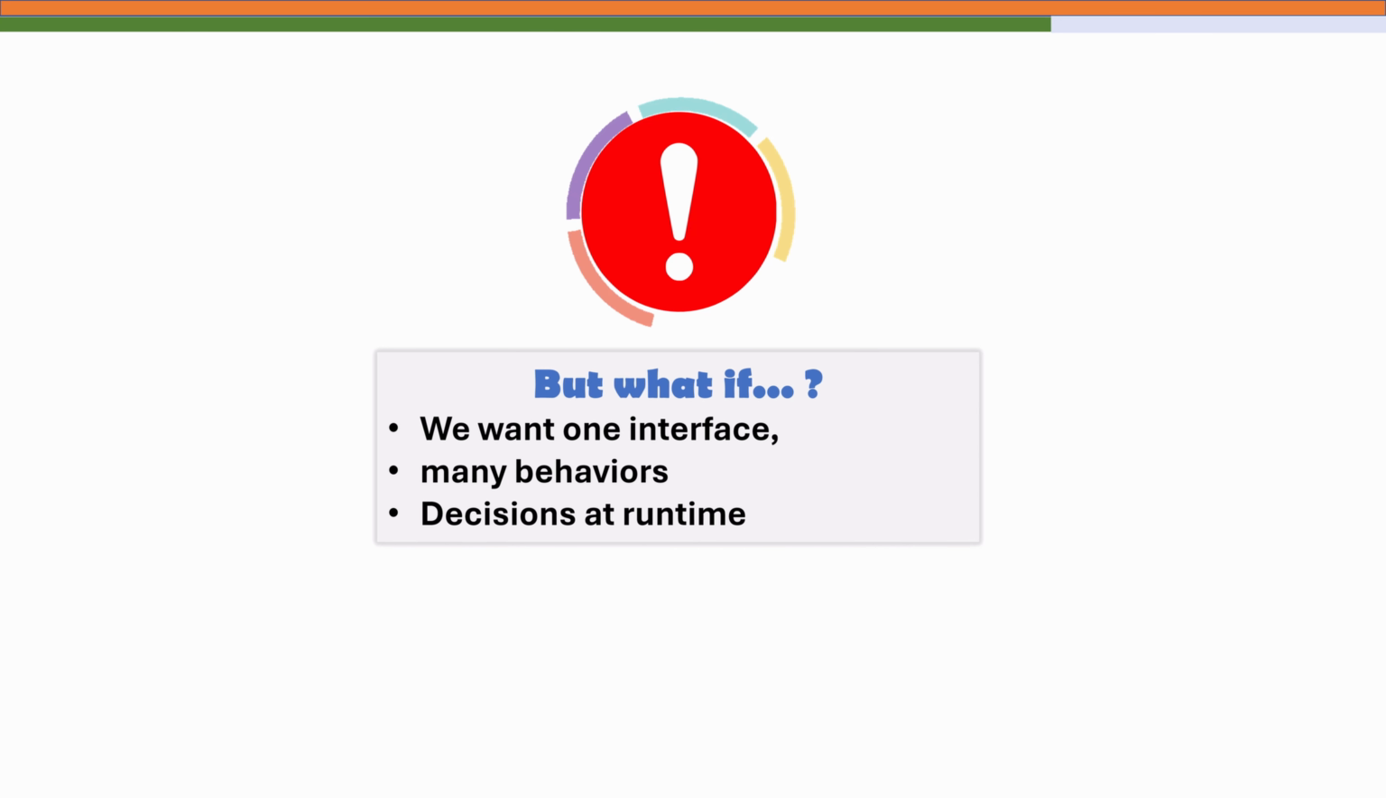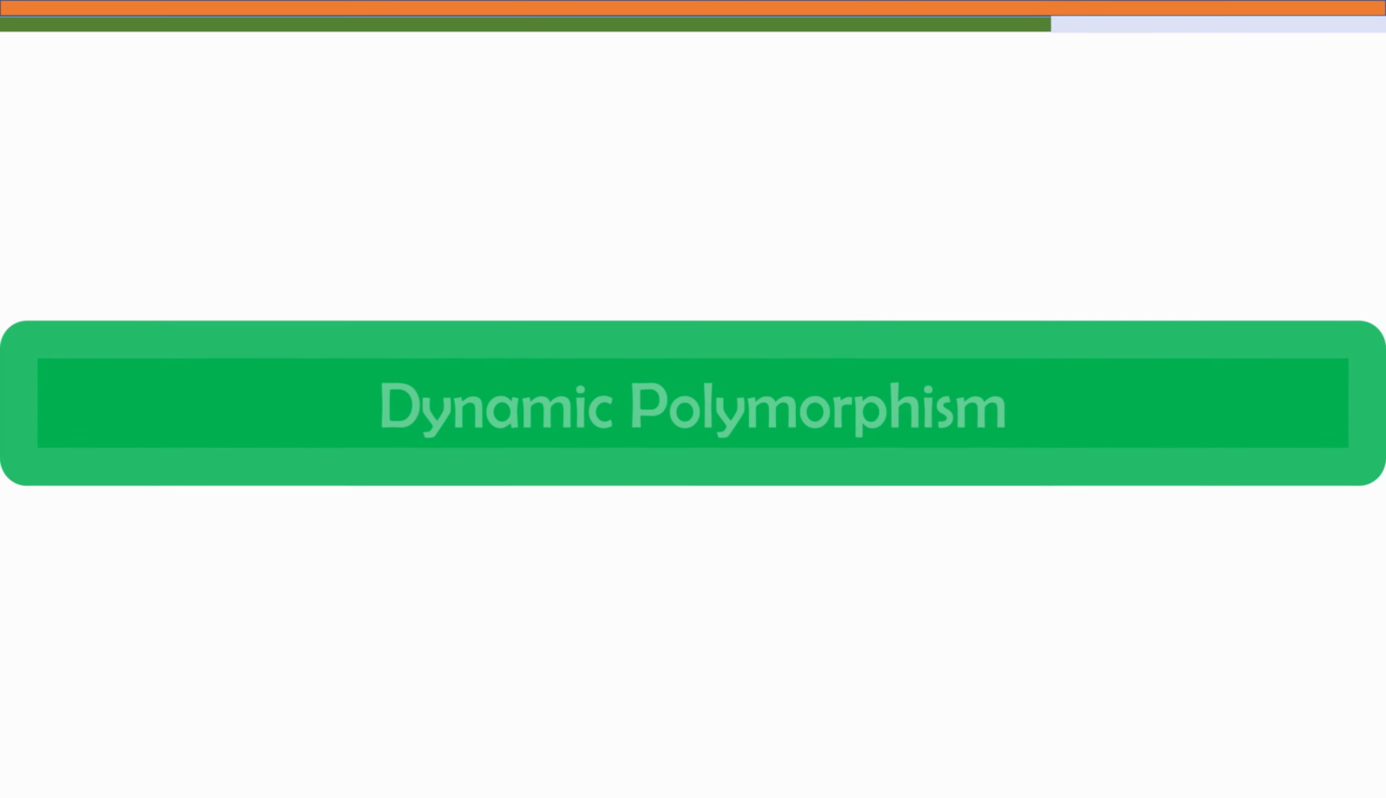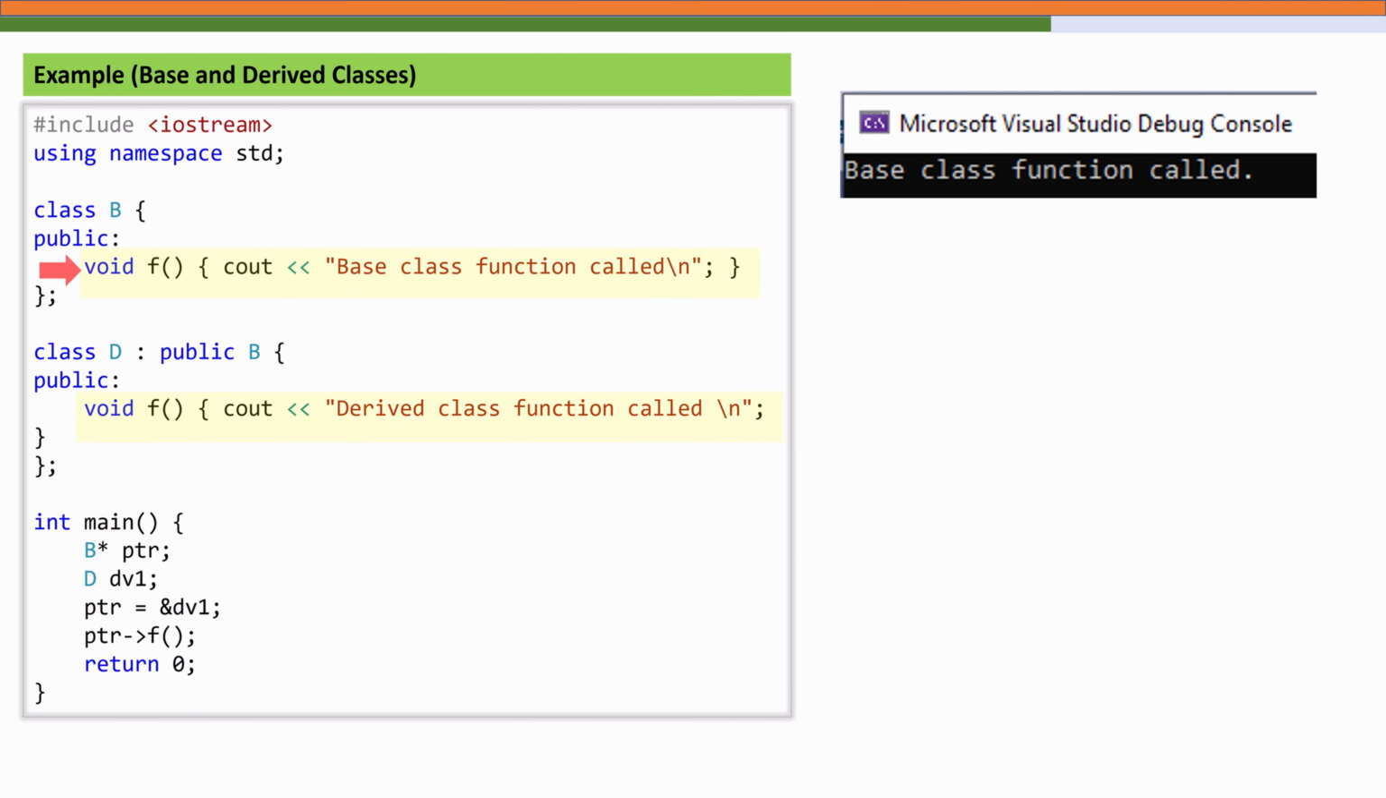If we want one interface, many behaviors, with decisions made at runtime instead of compile time, then we move to the dynamic polymorphism concept. In this code we have a base class B and a derived class D. In the main function we create a base class pointer ptr and an object of the derived class named dv1. Then we assign the address of dv1 to ptr. So now the base class pointer points to the derived object.